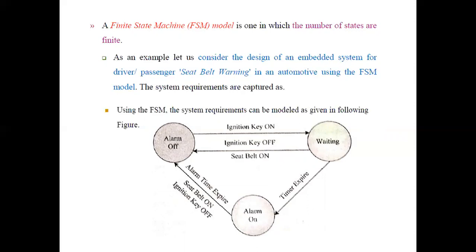Here the states are alarm off, waiting, and alarm on, and the events are ignition key on, ignition key off, time expire, alarm time expire, and seat belt on. So using the FSM, the system requirements can be modeled using this figure.